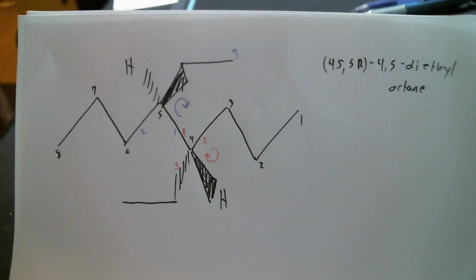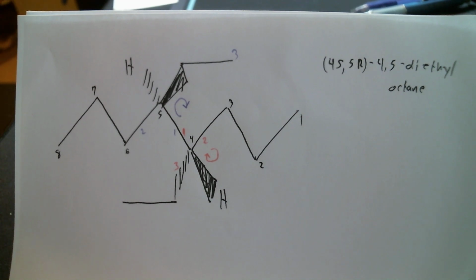For our third example, we have an 8 carbon chain, and numbering from the right to the left, at the number 4 carbon we have an ethyl group, and at the number 5 carbon we also have an ethyl group. So starting at carbon number 4, we see that the ethyl group is going into the plane.